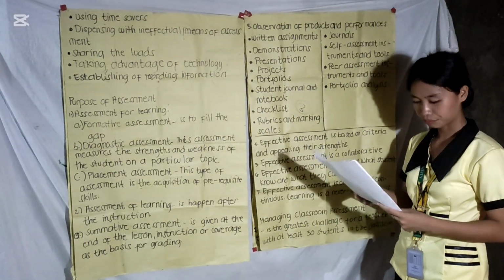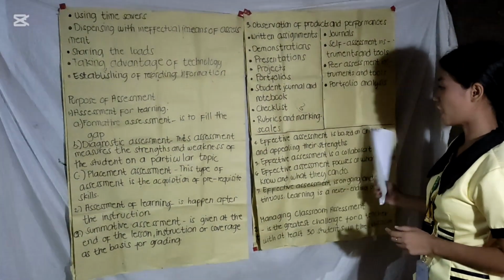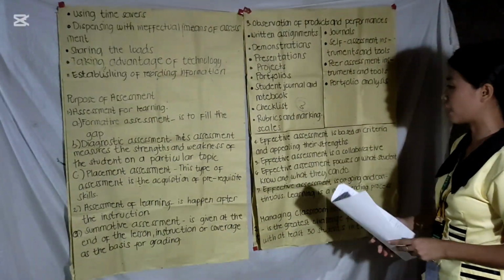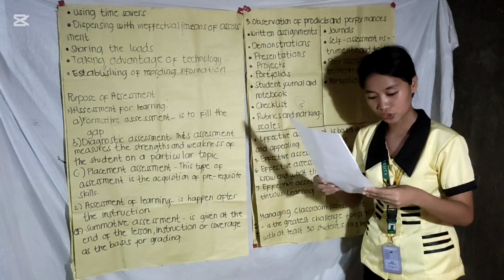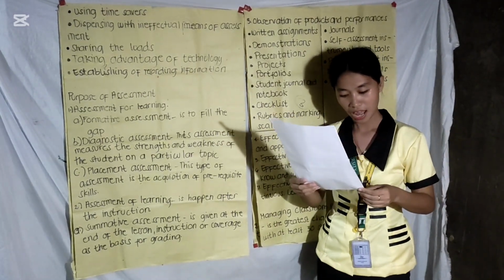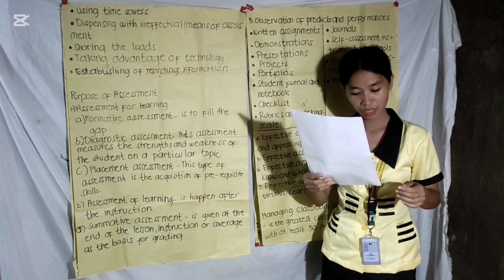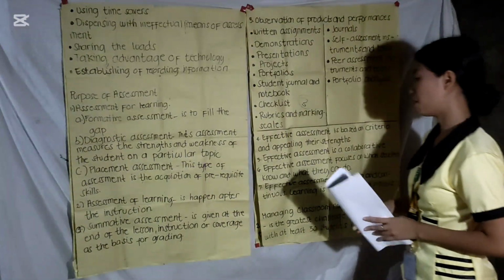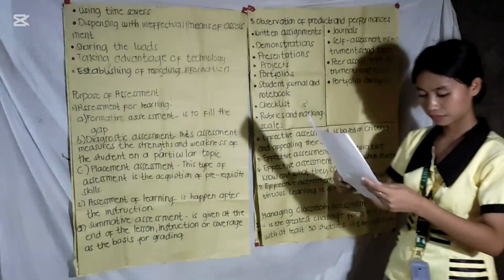Number 4, effective assessment is based on criteria and appraising their strengths. In every assessment, there should be specific criteria that will serve as a guide for students on how they will be assessed. Number 5, effective assessment is collaborative.